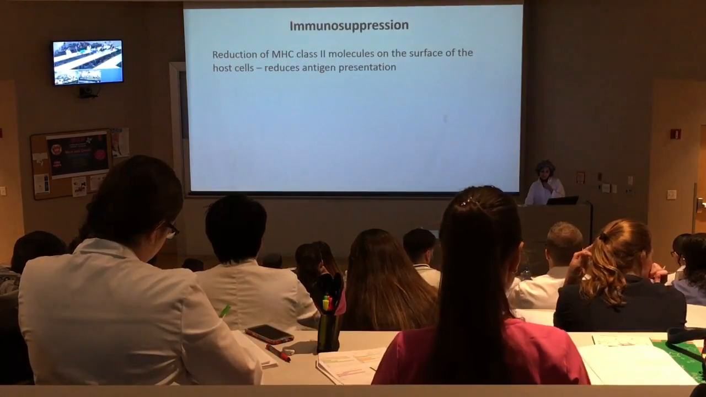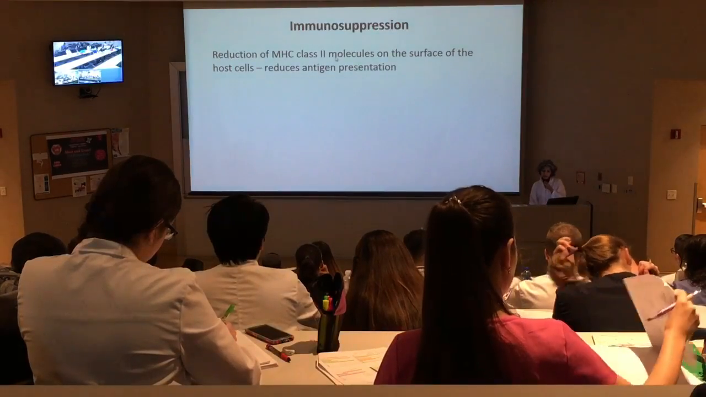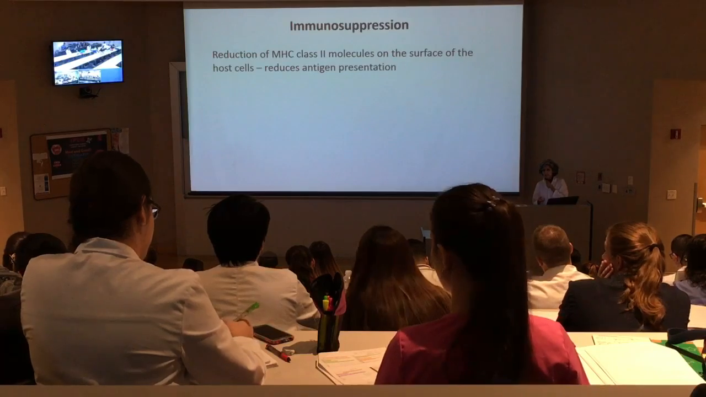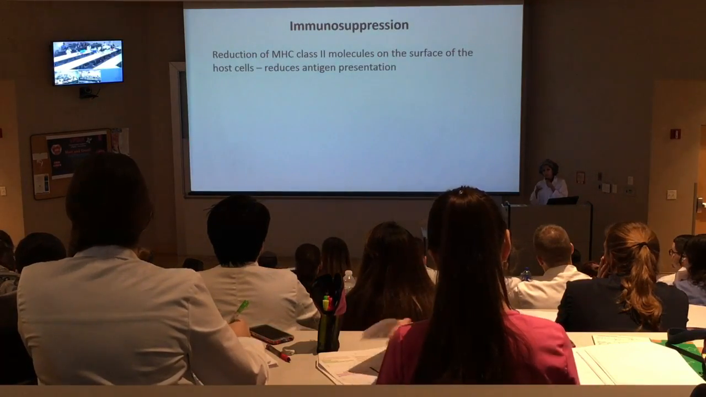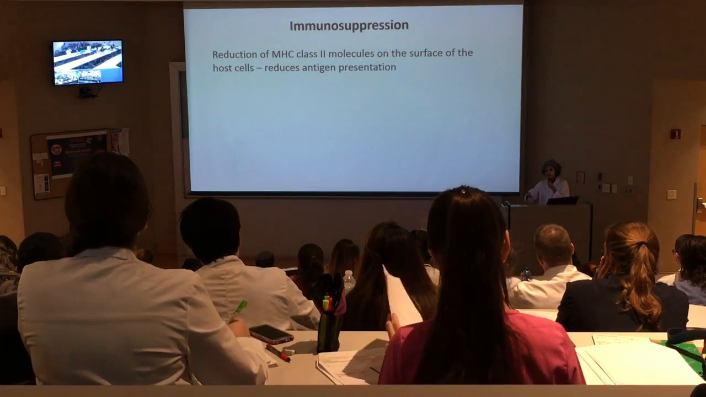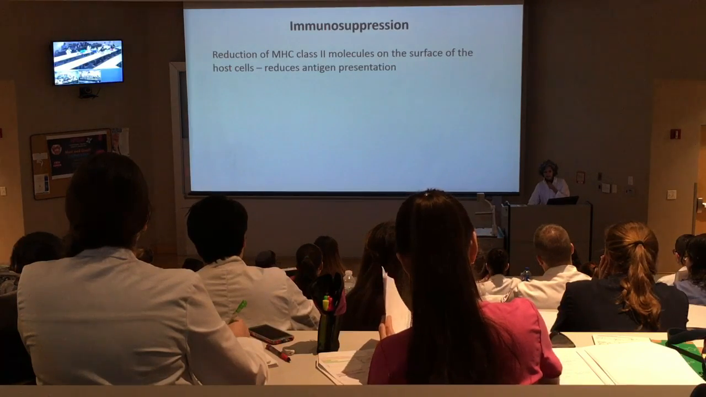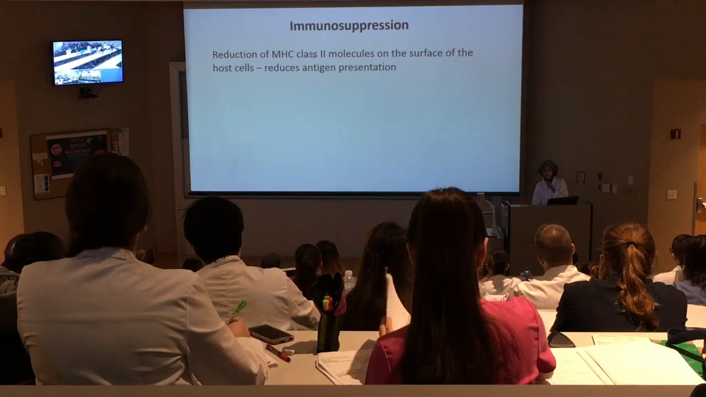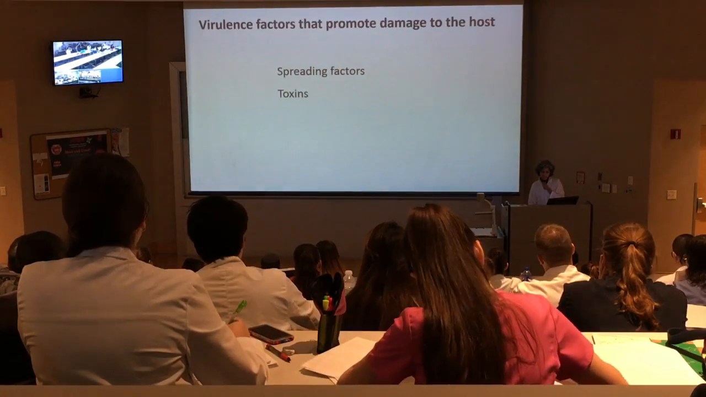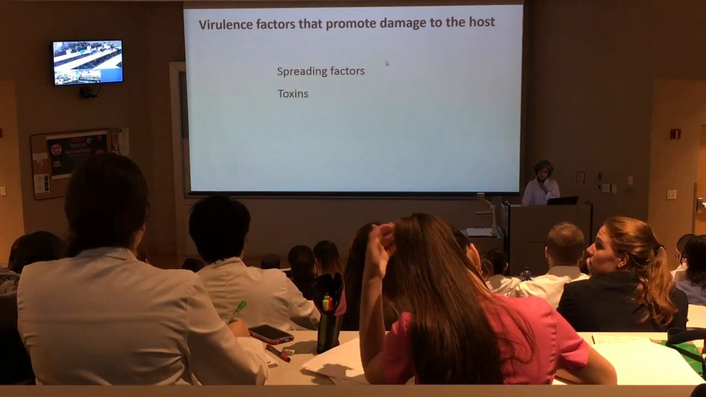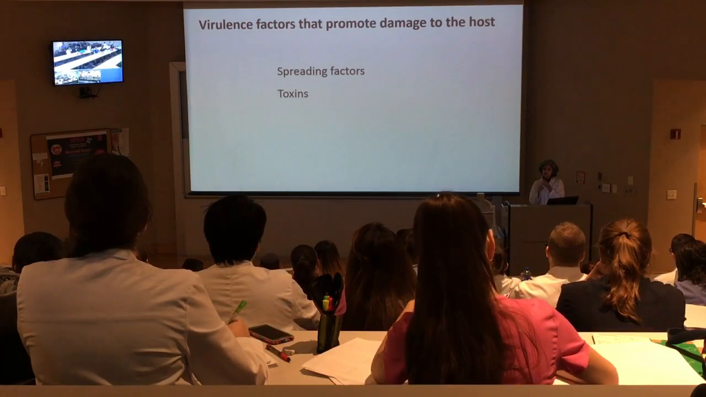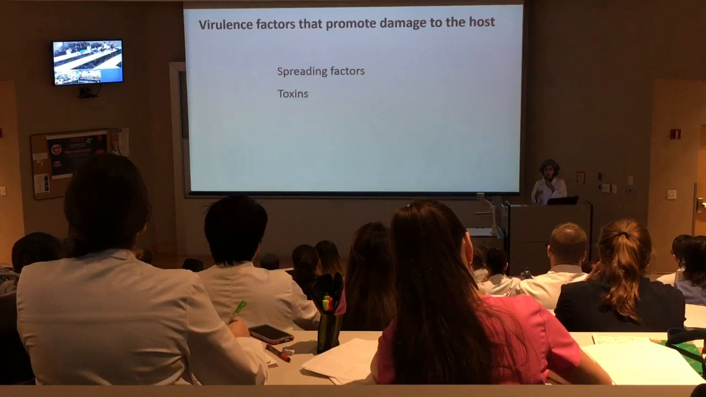Some will reduce MHC class II molecules on the surface of the host cells. That is an important part of the immune system for antigen presentation, because when these antigens are chopped up, they are presented in context of MHC class II. So if you reduce that, you're going to see less antigen presentation. We've talked about spreading factors, and we've talked about toxins, exotoxins as well as endotoxins. Your endotoxin is your LPS.